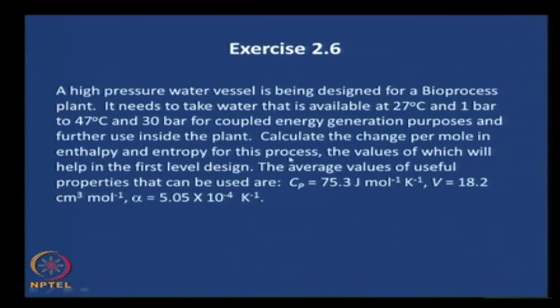The average values of useful properties that can be used are Cp equals 75.3 joules per mole per Kelvin, molar volume is 18.2 centimeter cube per mole. It is a nice number to remember, this is for water, H2O, 18.2 centimeter cube per mole. Alpha is 5.05 times 10 to the power minus 4 per Kelvin. Please go ahead, take about 10 minutes and work this out, and then I will present a part of the solution for you to go forward.